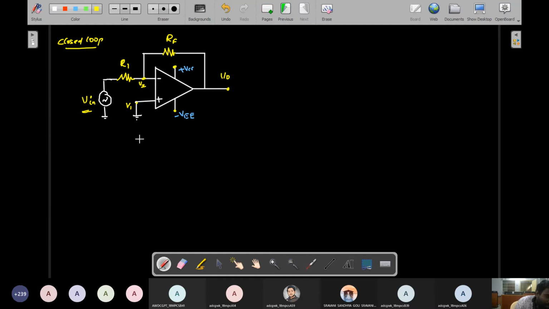So what is the gain of this amplifier? First of all, I want to find out the gain of this operational amplifier. For that purpose, I'll derive the output voltage of this op-amp. Consider this is an ideal op-amp, because the virtual ground concept is only valid for an ideal operational amplifier.